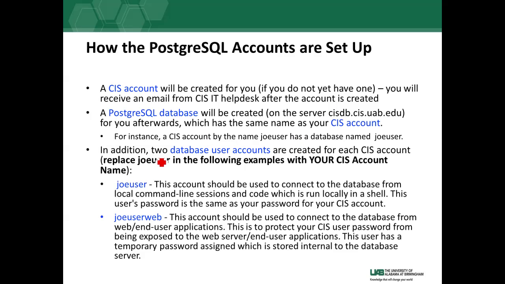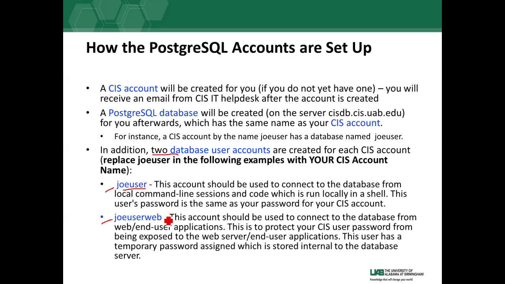Okay? In addition, two database user accounts are created for each CIS account. For example, for user Joeuser, his CIS account name is Joeuser. Two database user accounts, one is Joeuser and another is Joeuser_web, will be automatically created. This Joeuser database user account should be used to connect to the database from local command line sessions and code, which is run locally in a shell. This user's password is the same as your password for your CIS account.